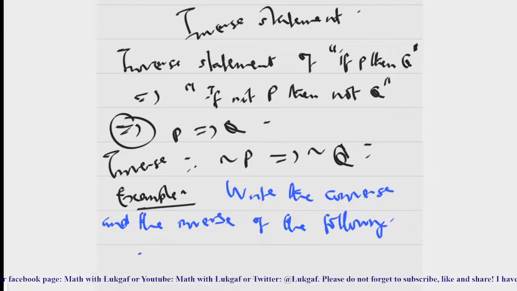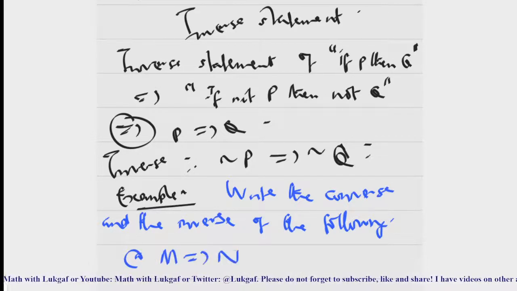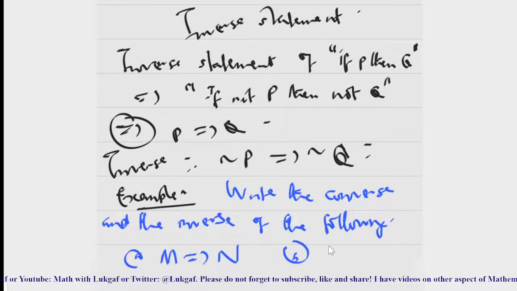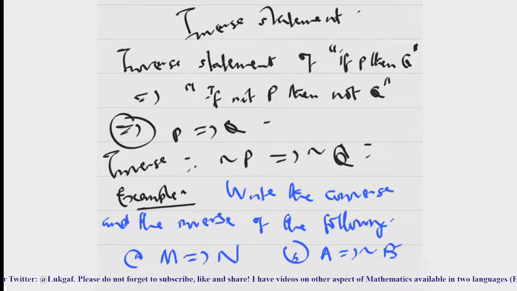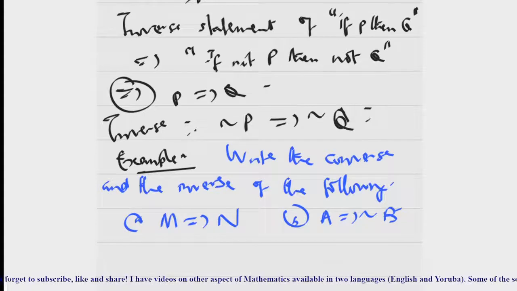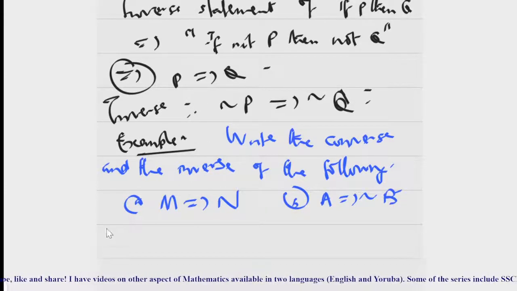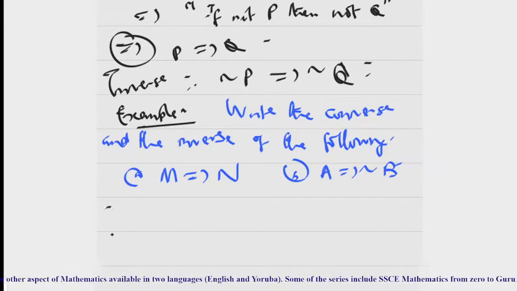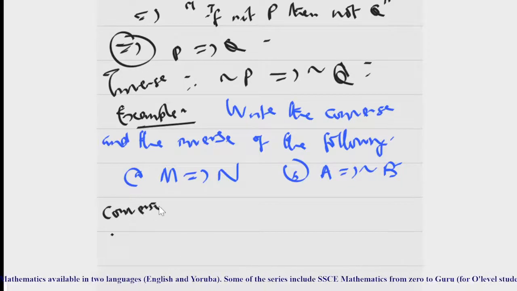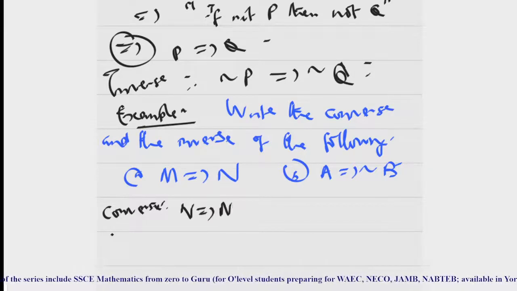Number one, M implies N. Number two, A implies B. I hope you understand now. So what will be the converse of the first one here? Conversely, don't forget, conversely means you have to interchange the antecedent as well as the consequence. So this converse is N implies M.